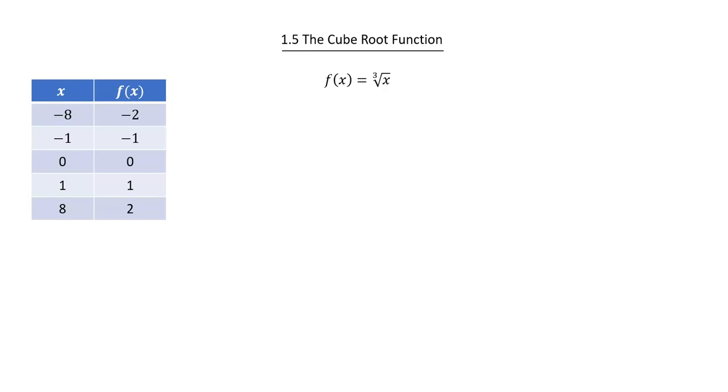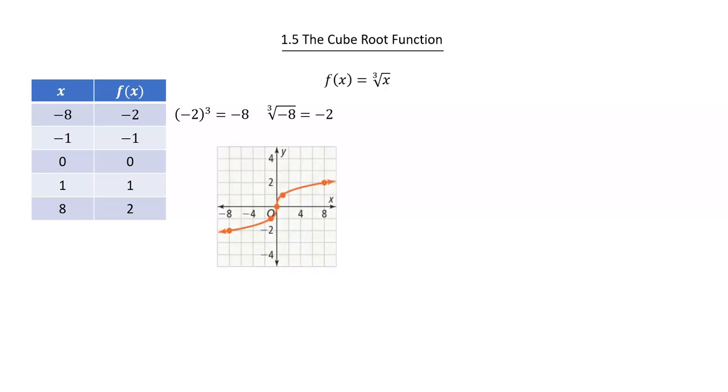So if we make a table of values and plug in, for instance, -8, we get -2 for f of x. Now, -2 to the third power, -2 times -2 times -2, is -8. So the cube root function says what to the third power equals -8? Well, that's -2. And then we can see the other values in the table. So plotting those points on a graph, this is what our cube root function looks like.